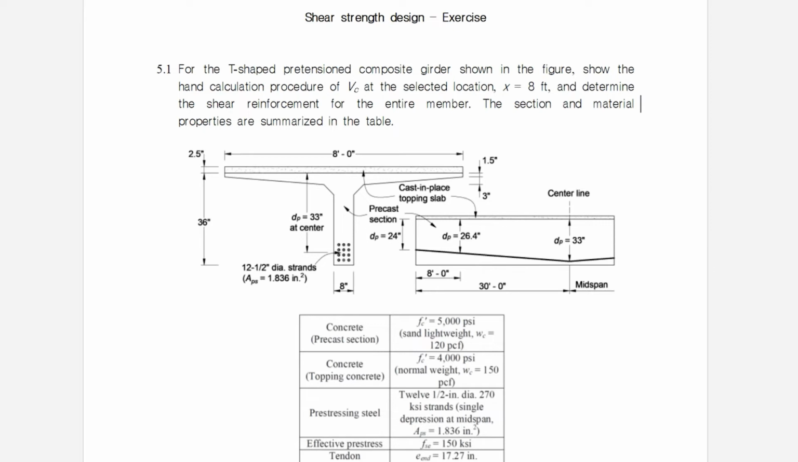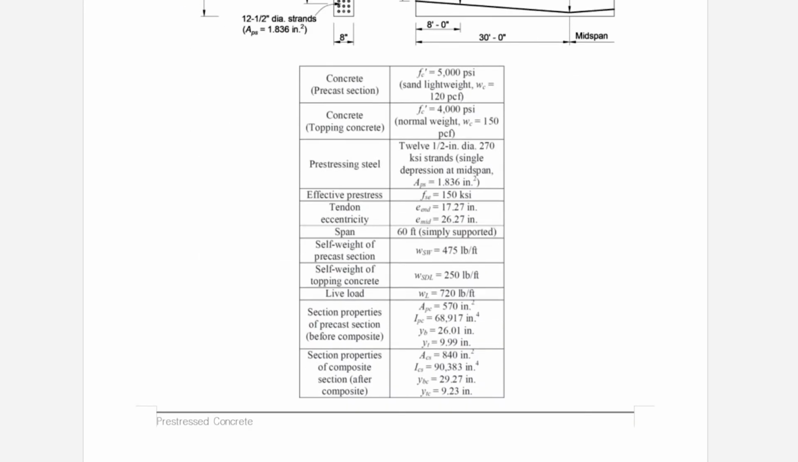Single T precast member with V-shaped profile, so that DP from the precast top is 33 inches, and at 8 feet distance, it's 26.4. Precast member, 5,000 psi specified concrete strength. It's a sand lightweight concrete. And topping is 4,000 psi. Effective stress is 150 ksi. Tendon eccentricity is given. That's from the precast CGC. Span length 60 feet. Self-weight of the precast and topping concrete is indicated.